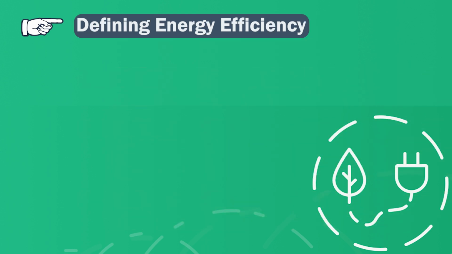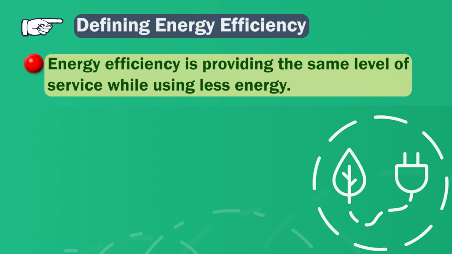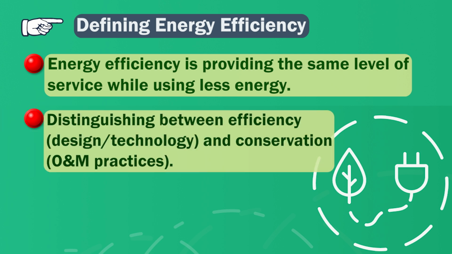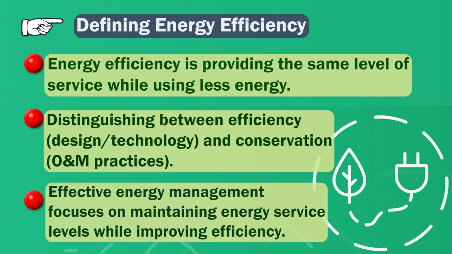Defining energy efficiency. We define energy efficiency as delivering consistent energy services while using less energy. This definition aligns with major studies and distinguishes efficiency improvements from energy conservation, which can include reducing service levels. This means energy efficiency improvement and energy conservation are completely different topics. Focusing on energy efficiency means we maintain service quality while cutting energy use.